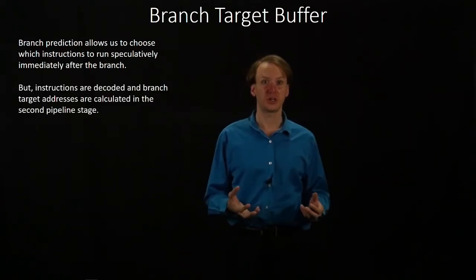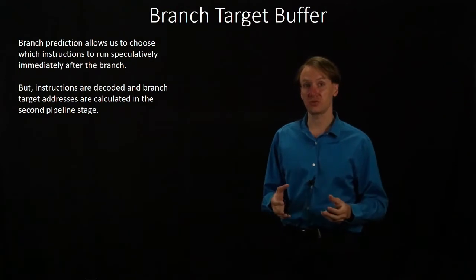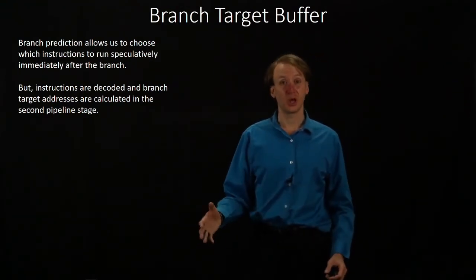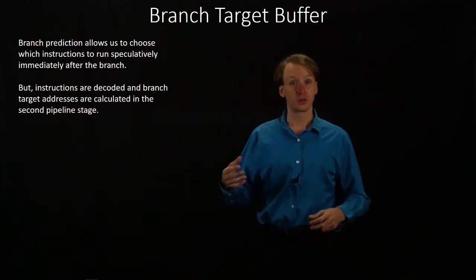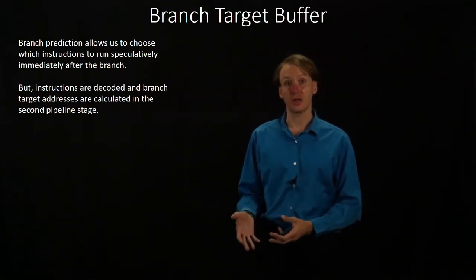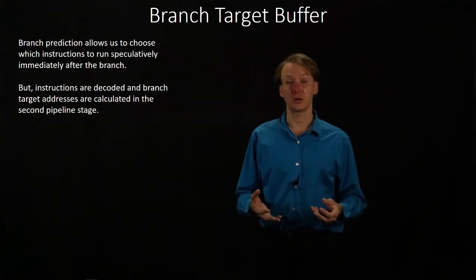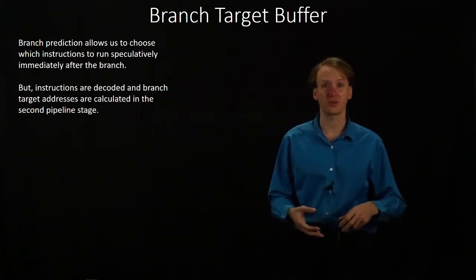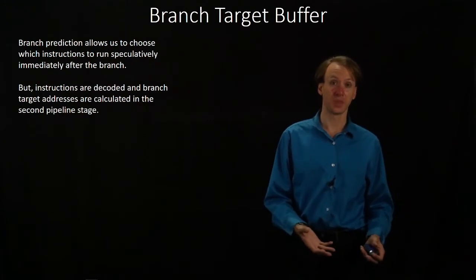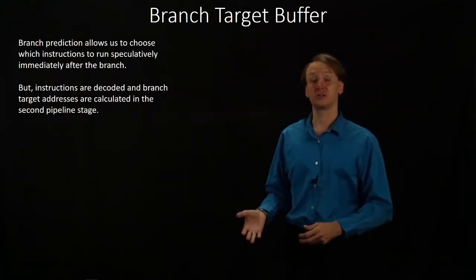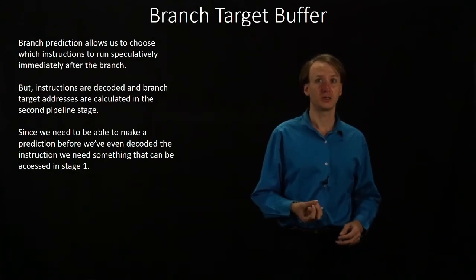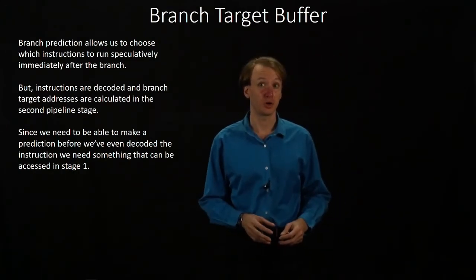But in order to fetch the next instruction, we need to have the target address available to us in cycle one. That's the stage that we update the program counter, so we need to have the data available then. Unfortunately, our hardware is set up in such a way that the instructions are decoded and branch target addresses are all calculated in the second stage. We're going to need to move that back to doing it in the first stage. And the way we're going to do that is by using a branch target buffer.